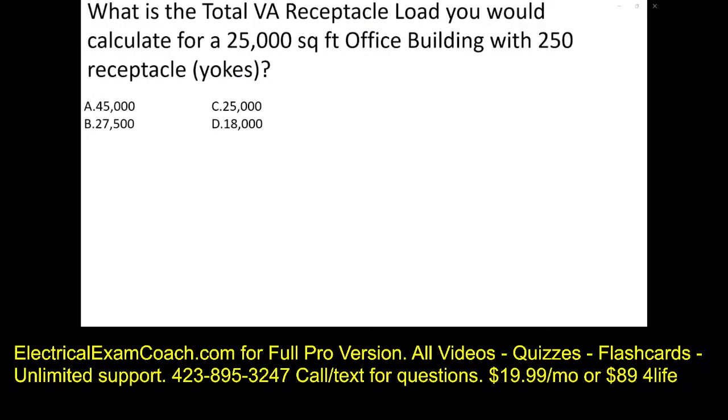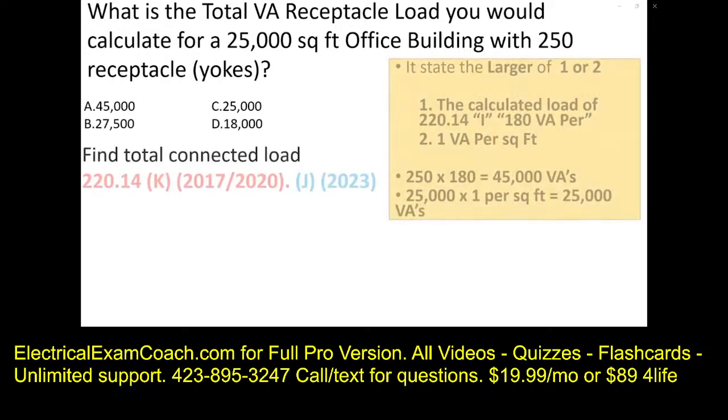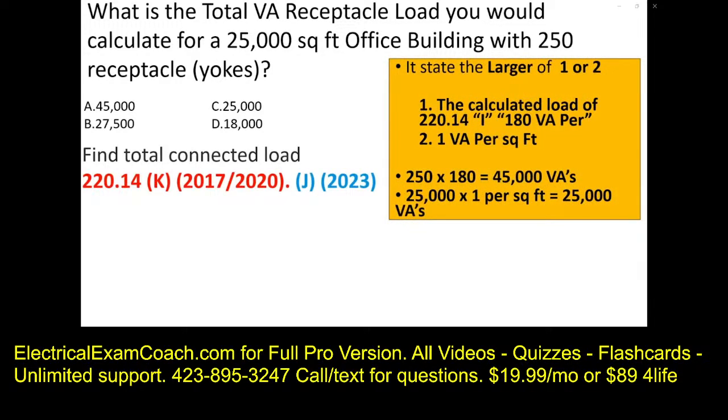What is the total VA receptacle load you would calculate for a 25,000 square foot office building with 250 receptacles? First, we're going to find our total connected load. To do that, we're going to head to 220.14(K) if we're in the 17 or 20, and 220.14(J) if we're in the 2023. Same information, different name. Both of them state that we must select the larger of one or two. So we're going to do two different calculations and select the larger of the two.